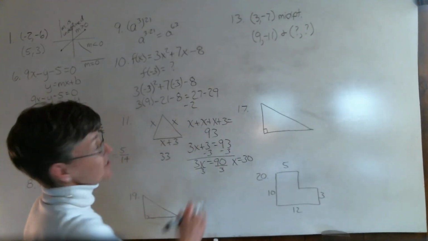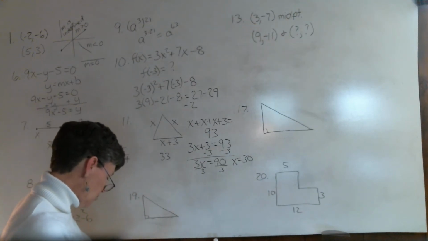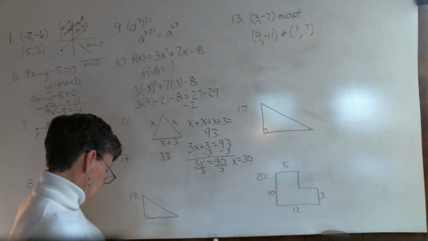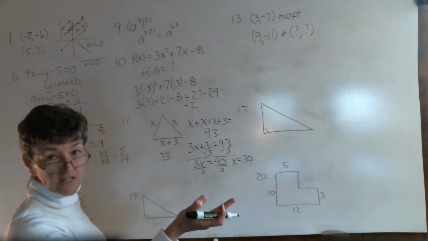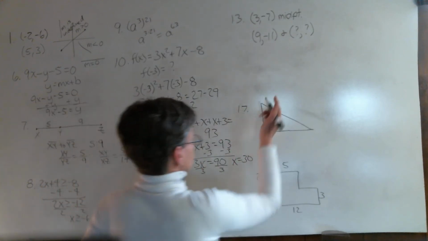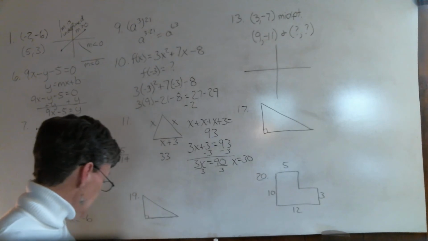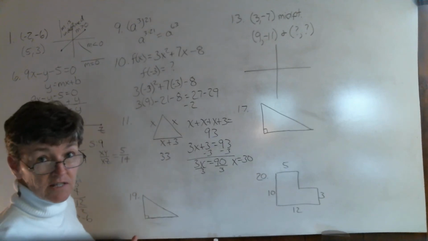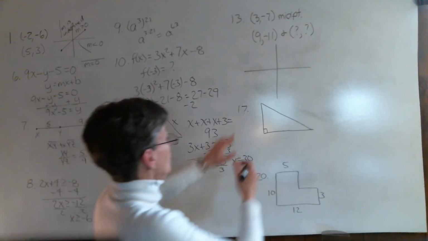All right, so number 13, he gives me a midpoint and one of my endpoints to a line segment. The midpoint is 3, -7. He wants to know what the other endpoint is. Now, let's just look at this real quickly and see if we can come up with an answer just by kind of looking at where these guys are.